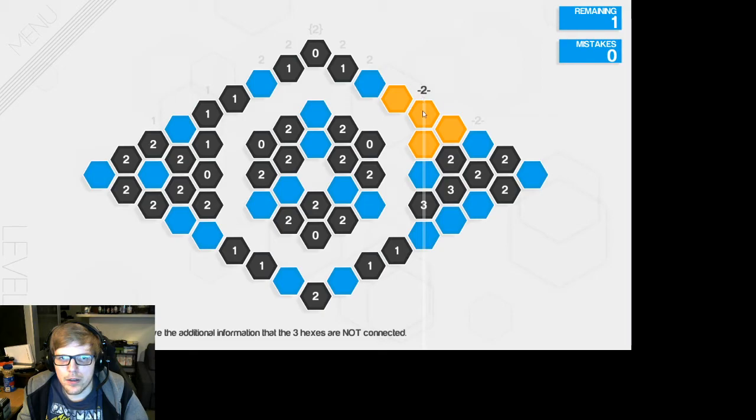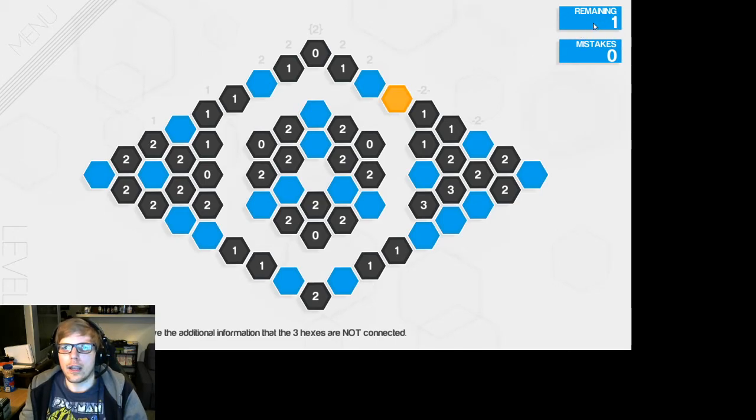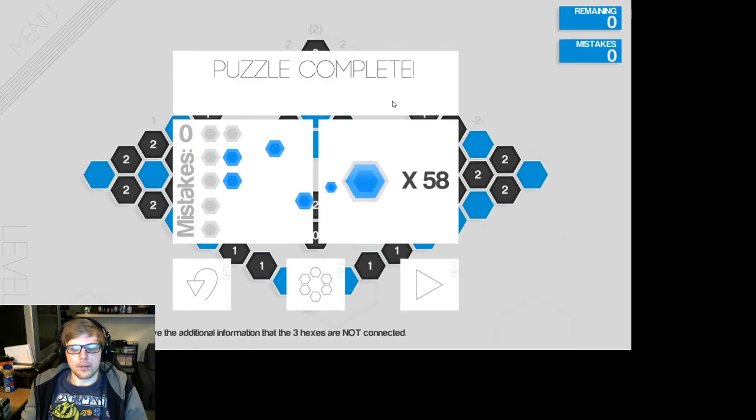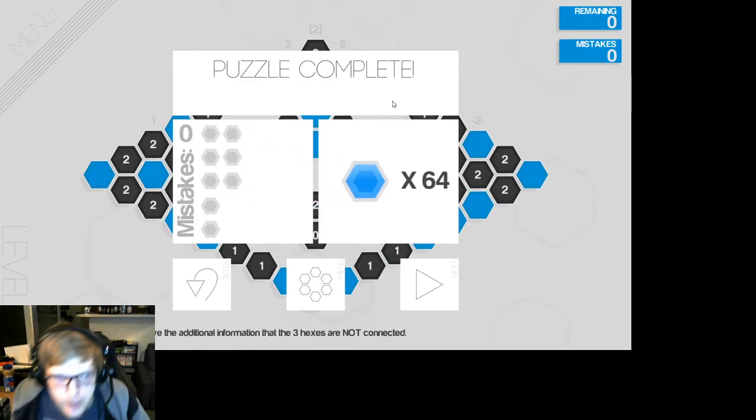Now if we come back to this column, we already have our 2 blue ones, so we know that neither of these 2 are. And then we get to gray that out. This 1 is already adjacent, and this one forces this last one to be blue, and we have 1 blue remaining, so that's further evidence. And we're done with that level.